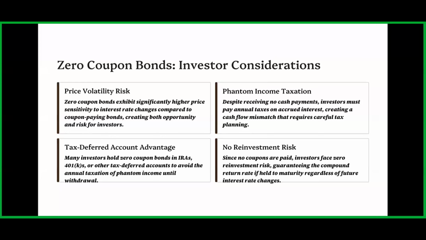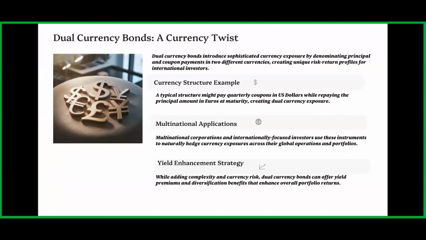Next, one more advantage is no reinvestment risk. That means you will not receive any amount in between the periods, so there is no tension of reinvesting that amount. Since no coupons are paid, the investor does not receive any payment in between the time. So the investor faces zero reinvestment risk, guaranteeing the compound return if held to maturity regardless of future interest rate changes. So this is how the zero coupon bond works.